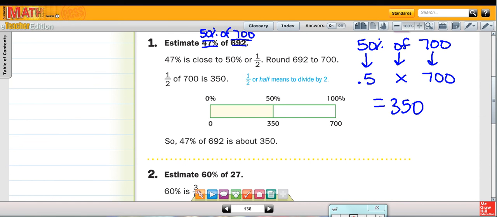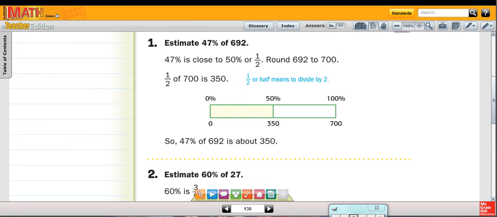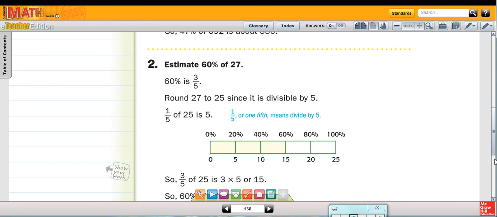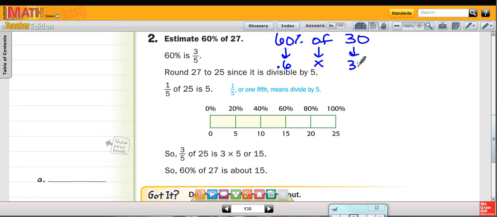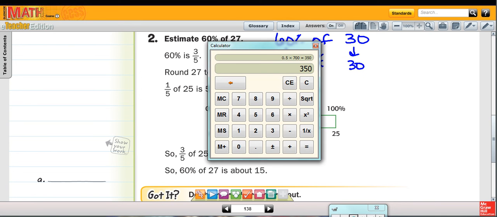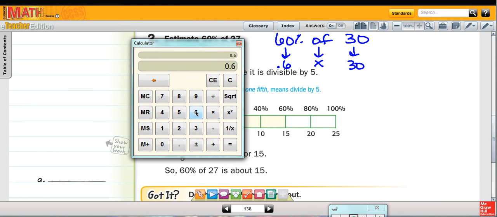Look at number 2. How would we estimate 60% of 27? Do we really need to change 60%, do you think? So let's keep 60% at what? 60. And 27 we could go to 30. So change this to a decimal. What do we have? 0.6 of means to multiply of 30. See why we did percent of a number first? So 0.6 times 30 gives me 18.